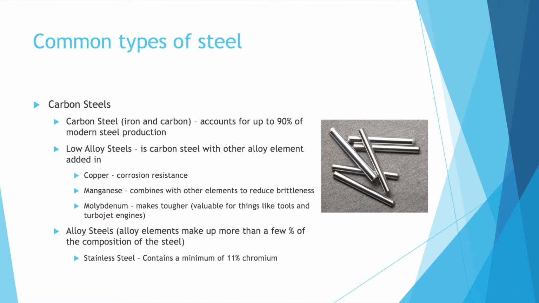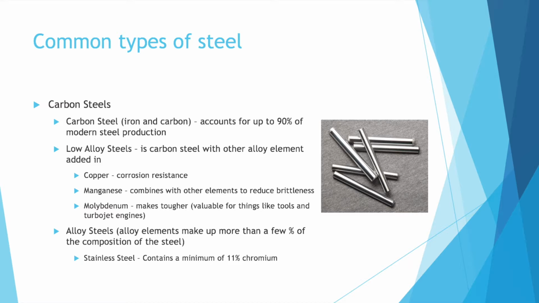For example, copper helps with corrosion resistance. Manganese combines with other elements to reduce brittleness. Molybdenum makes tougher steel. This is valuable for things like tools and turbojet engines.